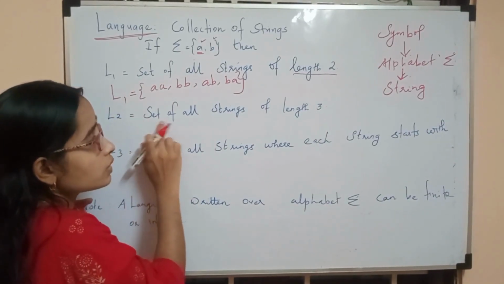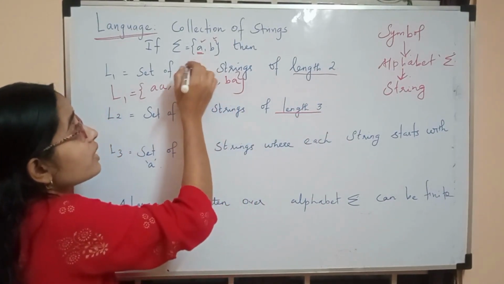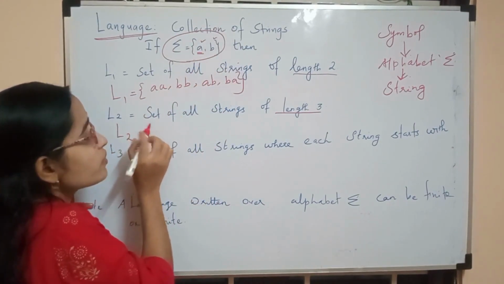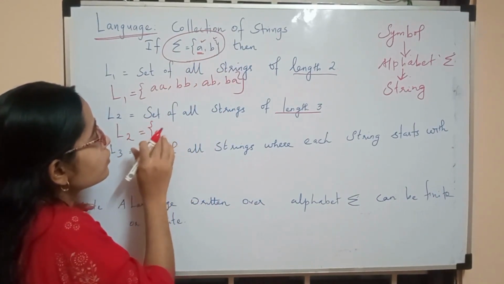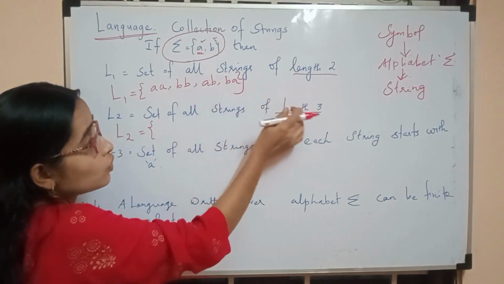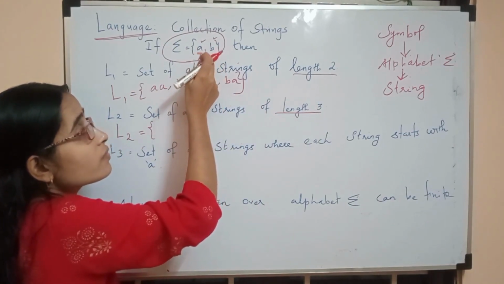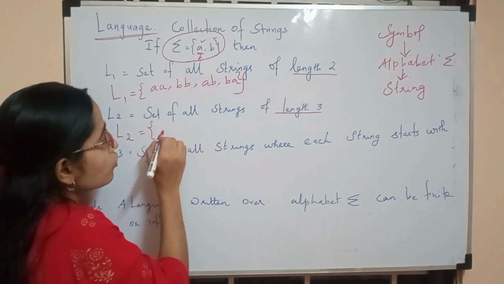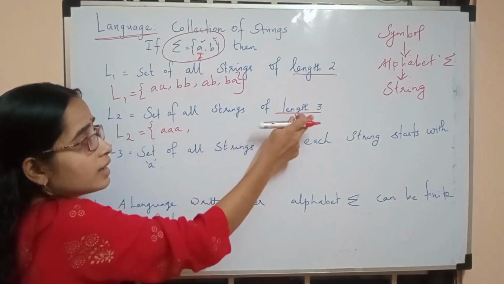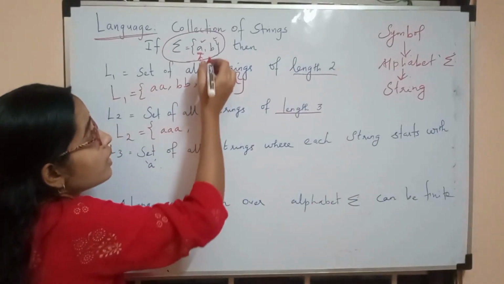And now, what is L2? We are defining L2, the set of all strings of length 3. So by considering the input set sigma, we are going to form the language L2. The language L2 set contains the strings with length 3. So you have to take one by one. You have a symbol called A. You have to make a string in such a way that the length of the string is 3, which means I can have three A's.